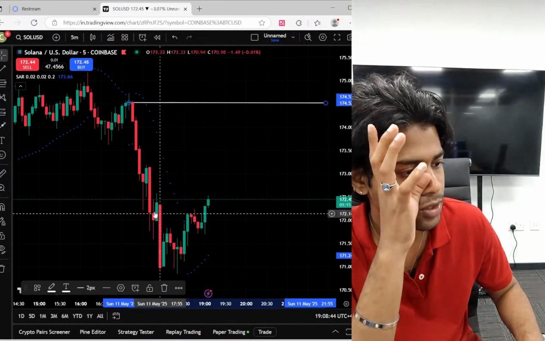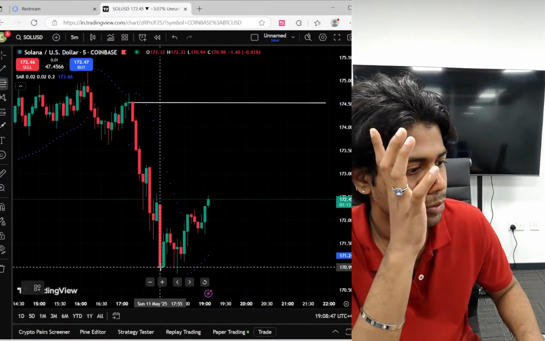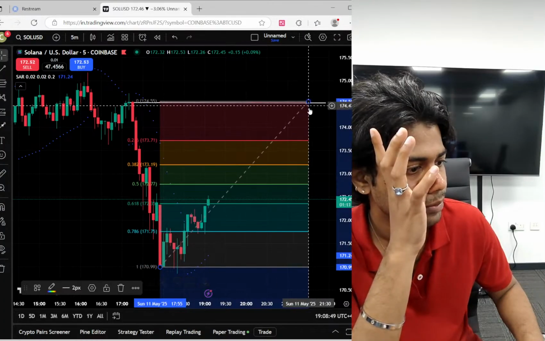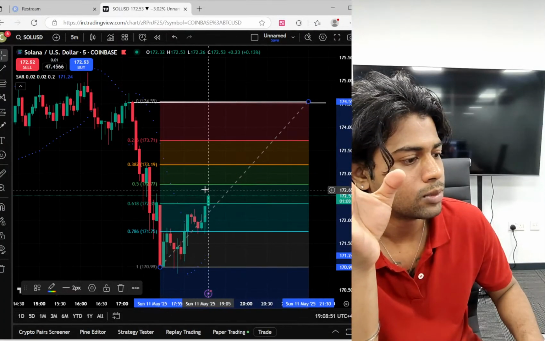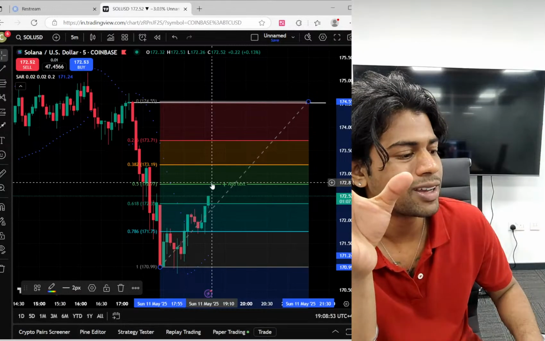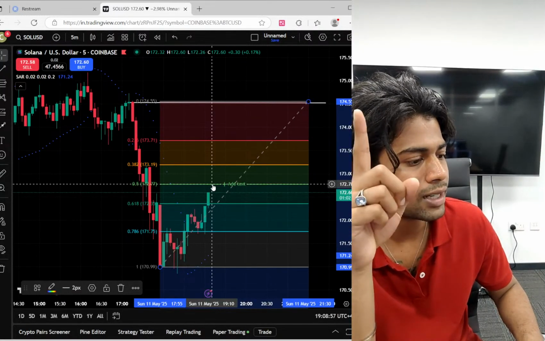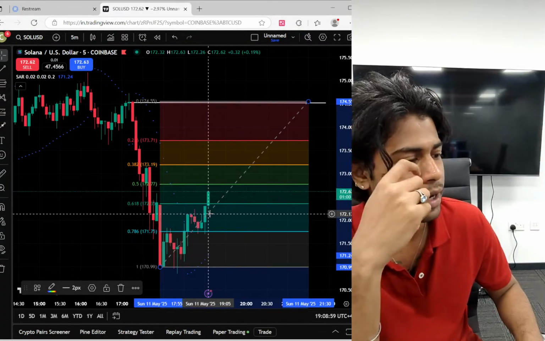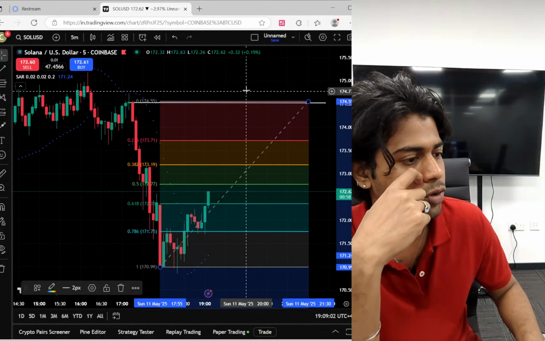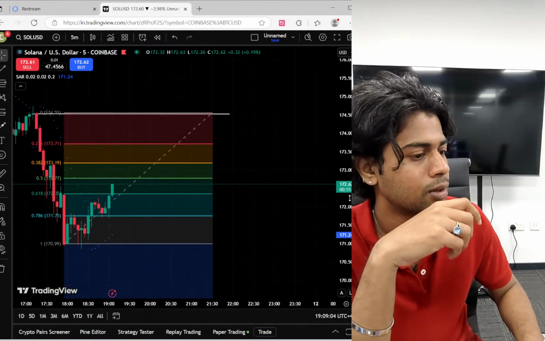Okay, just wait for a fib. I'll just draw fib over here. This is my fib. Wait for it to come to 0.5. From 0.5 you can see one retracement will happen over there. After that one retracement you can enter in the market and go for upside. Don't go for the selling, go for buying.